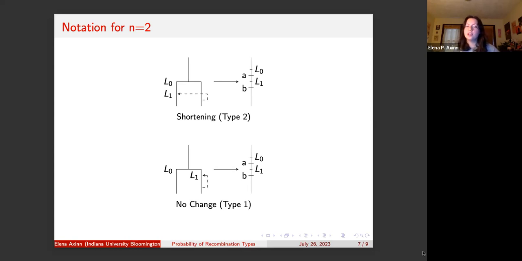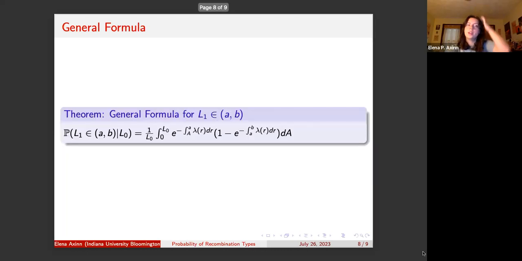The same goes for the no change situation, where they're represented by A and B, which represent the range. But in this case, L1 actually takes place on the same branch as where the recombination event began. So this is the formula that we used to represent the probability of the new length L1 being within the range A to B, given the original length L0. This was derived from the idea of a non-homogeneous Poisson process, because that rate, lambda r, does change depending on where you are in relation to the branching point.